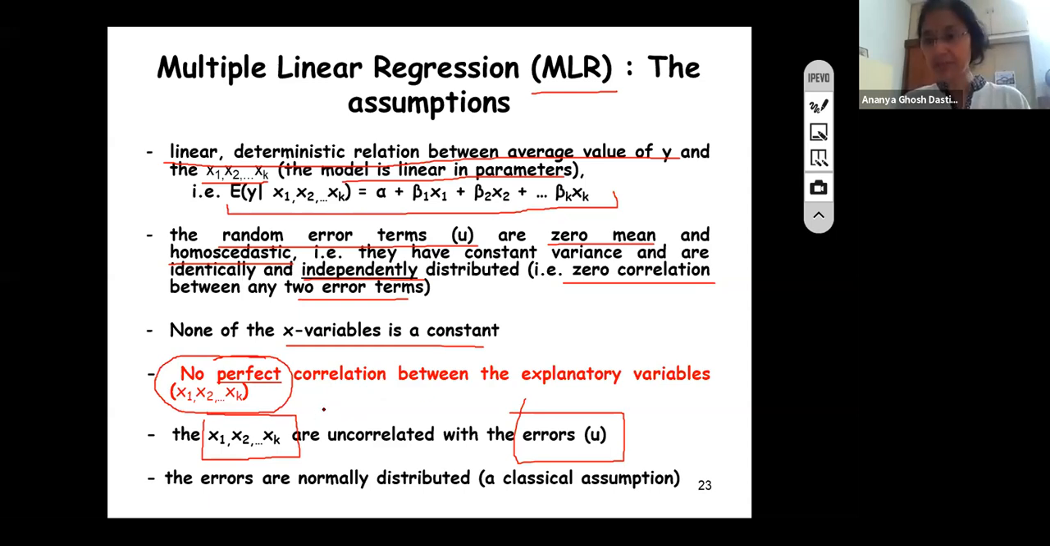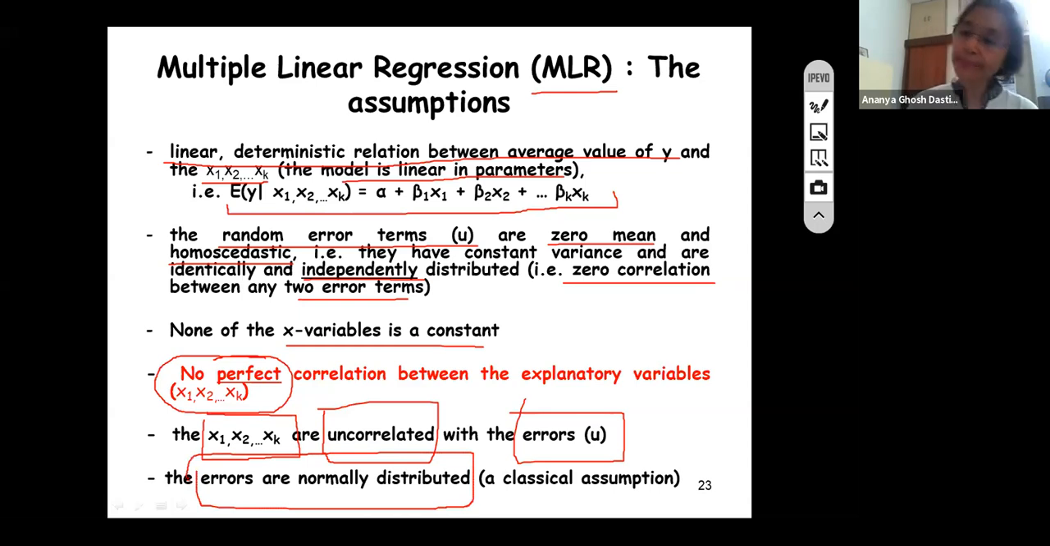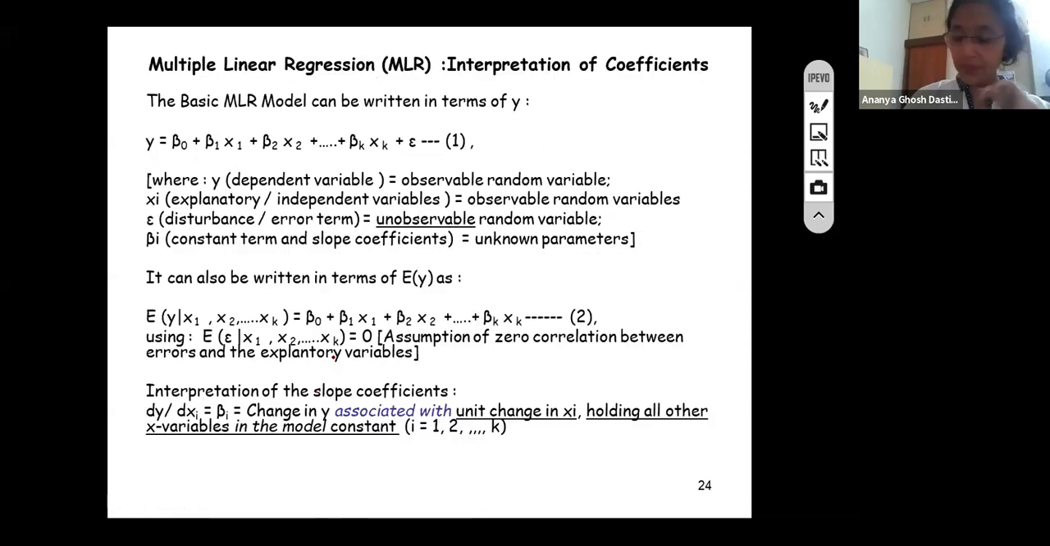And the second assumption is about the X's and the errors. There we have to say that they are uncorrelated. We also assume that in our two variable model. And finally, we assume that the errors are normally distributed. So these are the assumptions, and as I said, how do you actually interpret the slope coefficients?